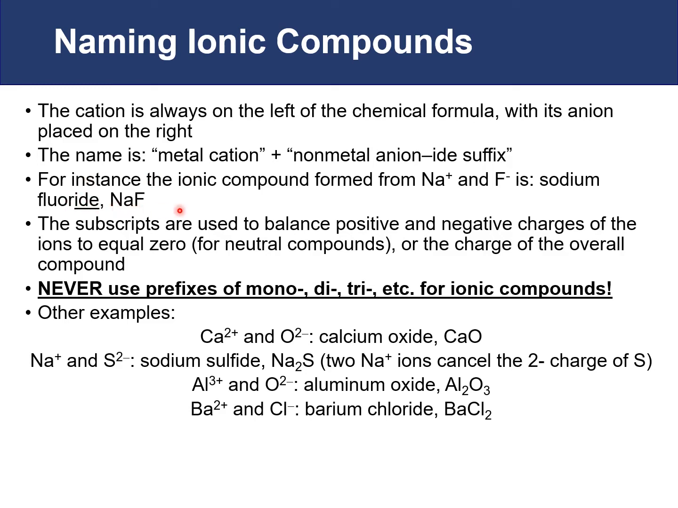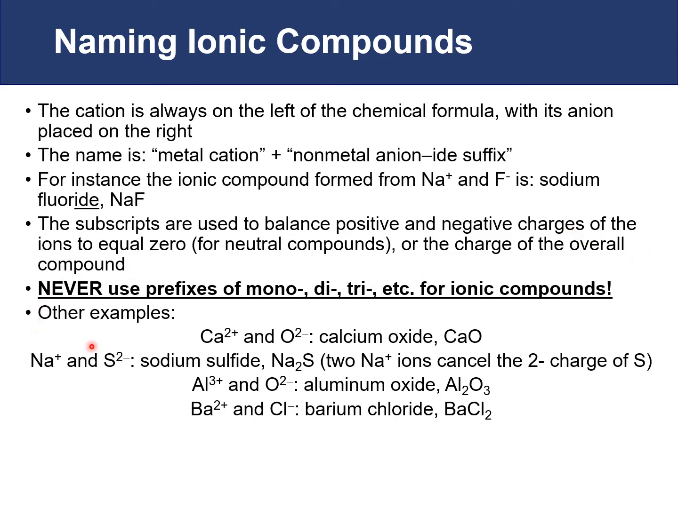which would be NaF. When we are coming up with a chemical formula, we will often use subscripts in order to balance the positive and negative charge of the ions so that they will equal 0. We need to have a neutral compound for our ionic compounds, or the charges need to add together to become the overall charge of the compound.